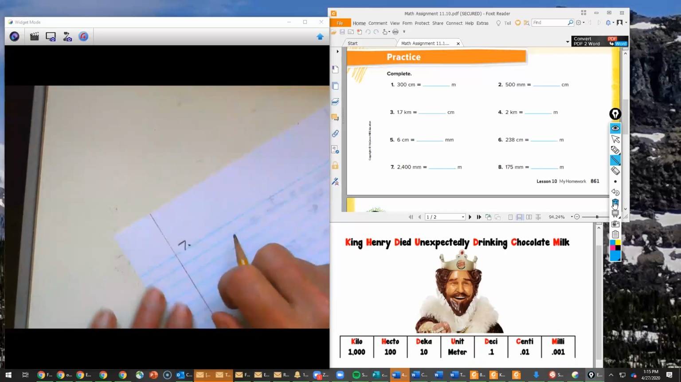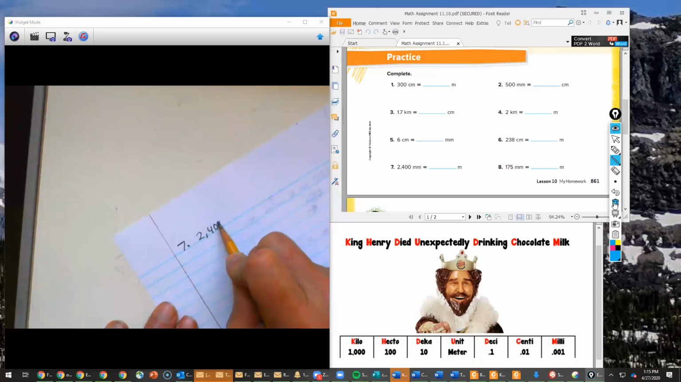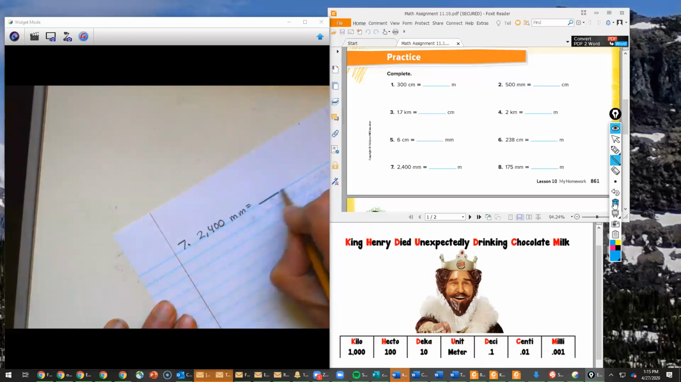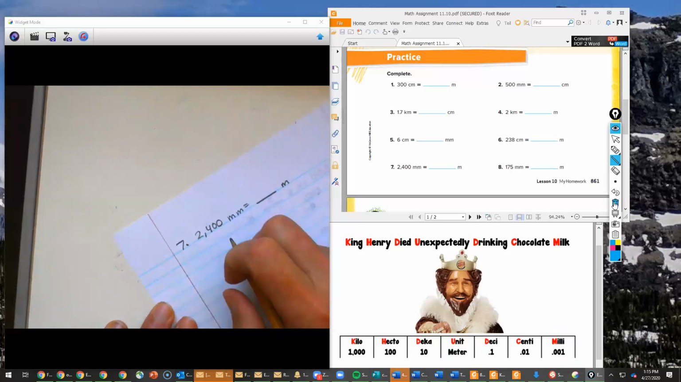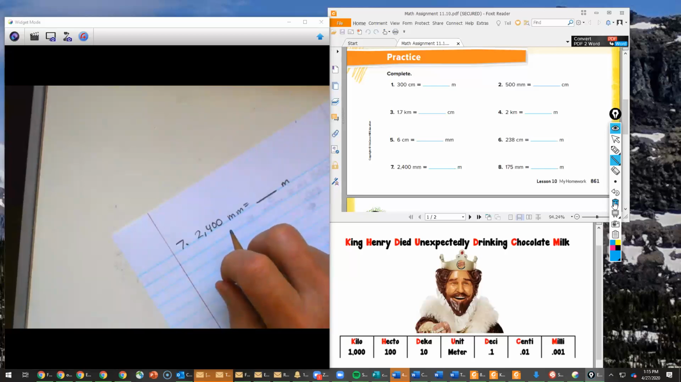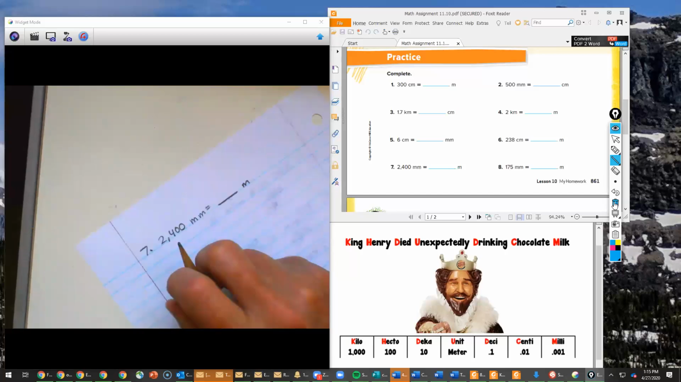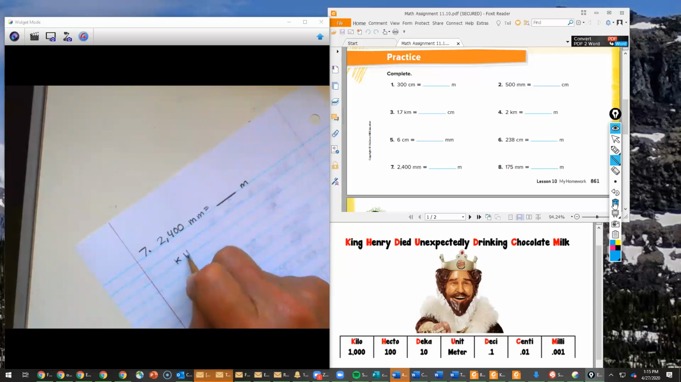So what I'll do next is I'll take my 2,400 millimeters is equal to blank meters. And again, I want to show you how to do this so you can write this down every time. This is great for tests when you're not allowed to go online and look up the King Henry chart, or anytime that you just want to remember quickly and you don't want to take the time to actually look up the chart. What you can do is you can go, King Henry died unexpectedly drinking chocolate milk. Remember, this U always stands for the unit of measurement we're talking about, which is meters here.